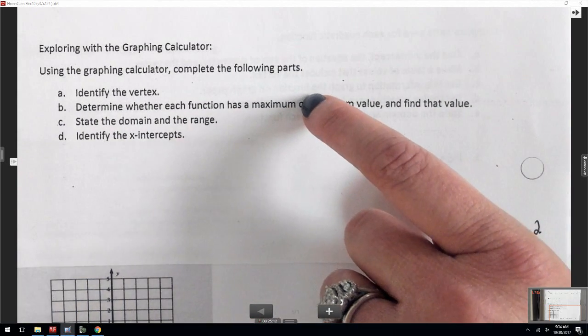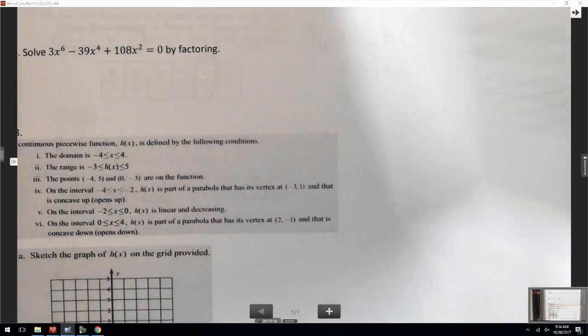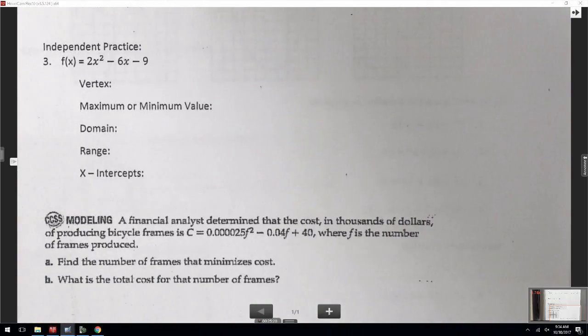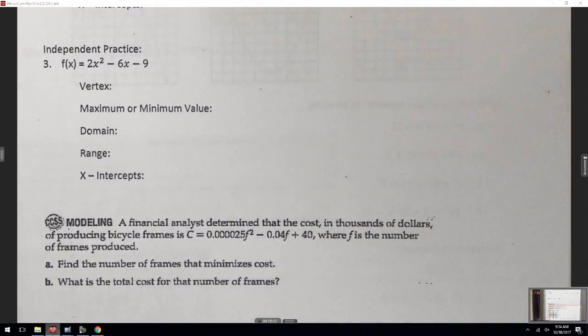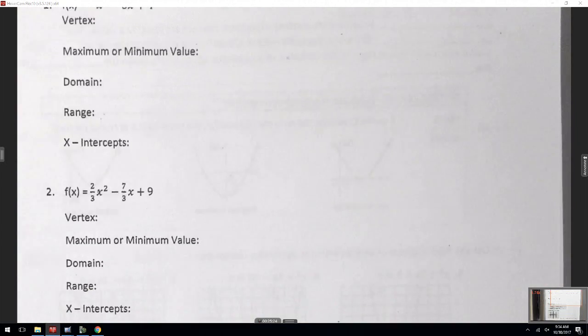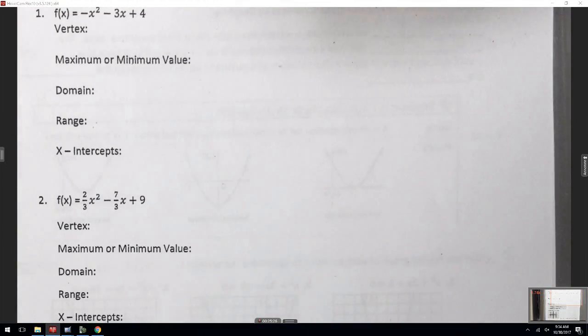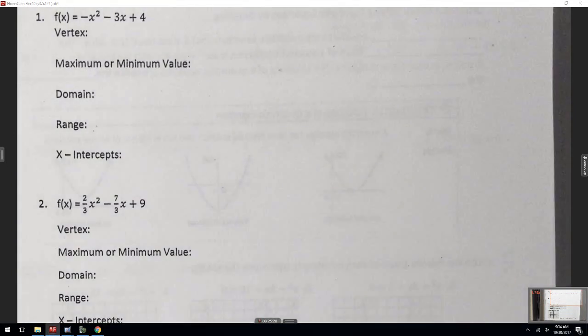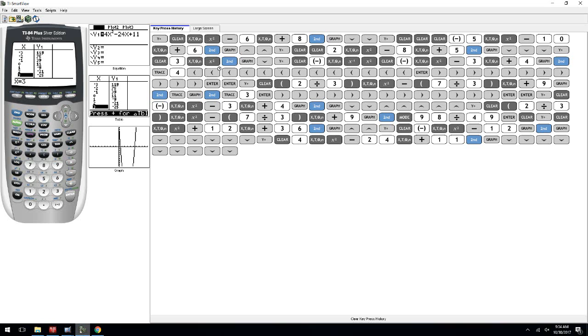Good? Mary, you okay, baby? All right, here we go. Let's go to page 3, and these are really quick and easy. Here we go. Number 1. What's the first thing it says to find? The vertex. All right, go to your calculator because it said use the graphing calculator, right?